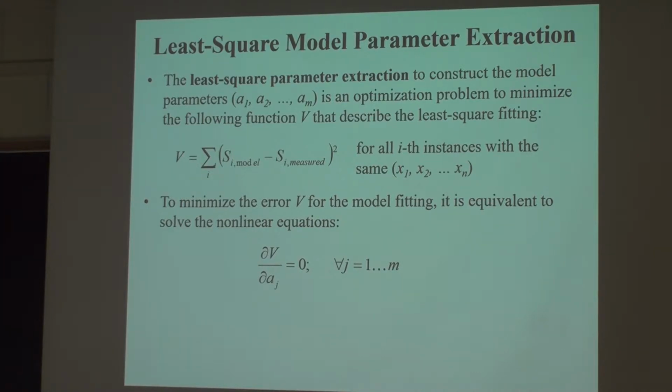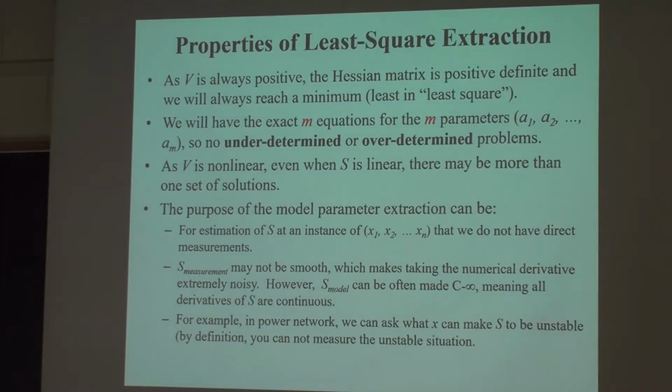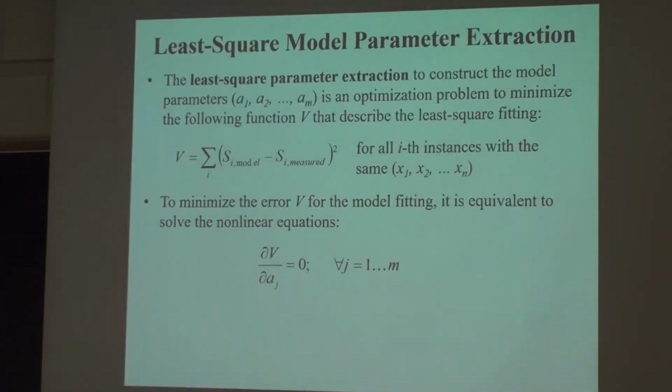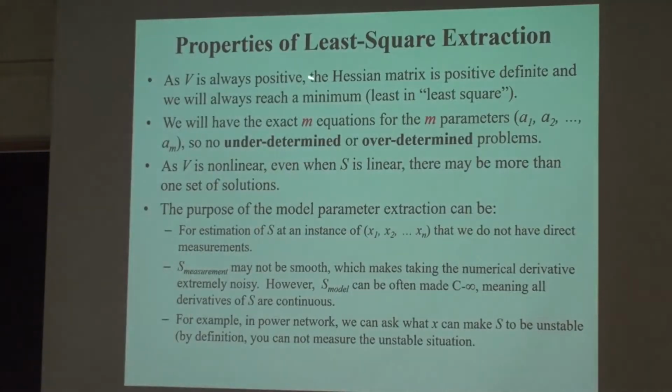Let's think about it. Since V is always positive, V is defined by this, it's simple to prove the Hessian matrix is always positive definite. You have a minimization problem, always, even if your model is very bad. The question I'm asking is not how bad the model is. The question I ask is, what is the minimal error with which the model describes the measurement? So there's always a solution. It can be a bad solution, but there's always a solution.